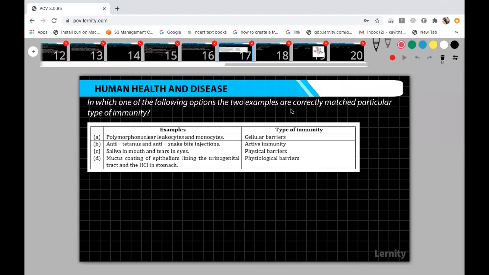In which one of the following options are the 2 examples correctly matched with a particular type of immunity? See, cellular barrier. Polymorphonuclear leukocytes and monocytes. Yes, it is correct. Active immunity, anti-tetanus, anti-snake. They both are not active. They both are passive. Physical barriers. Saliva in mouth and tears are not physical. They are physiological. Physiological barrier, mucus coating. Mucus coating is not physiological. It is physical. So the correct one is option A.